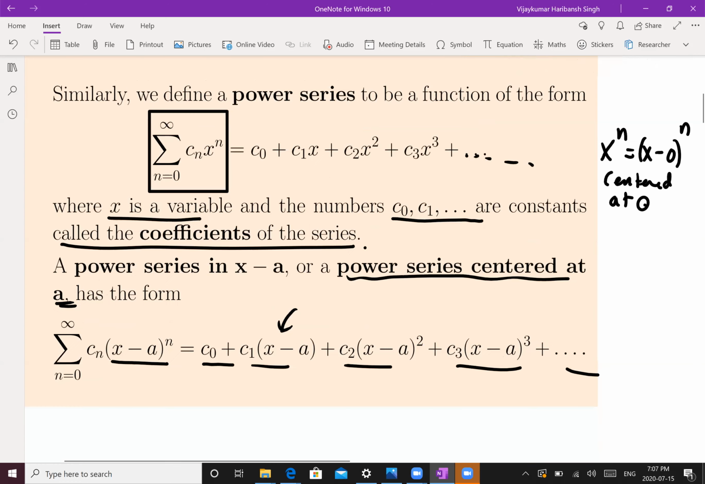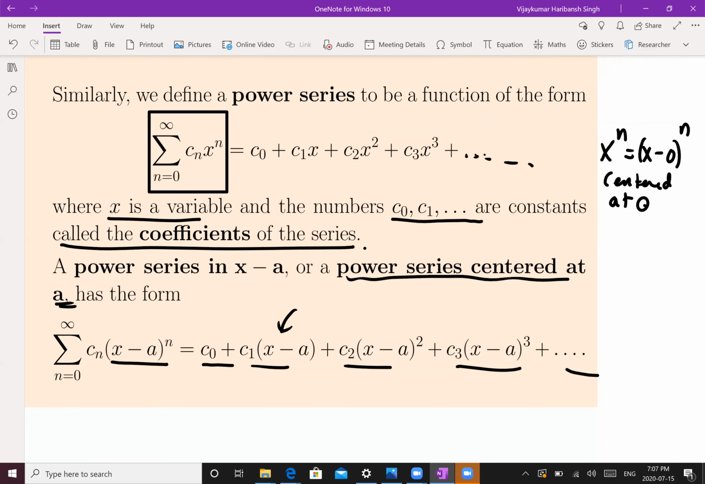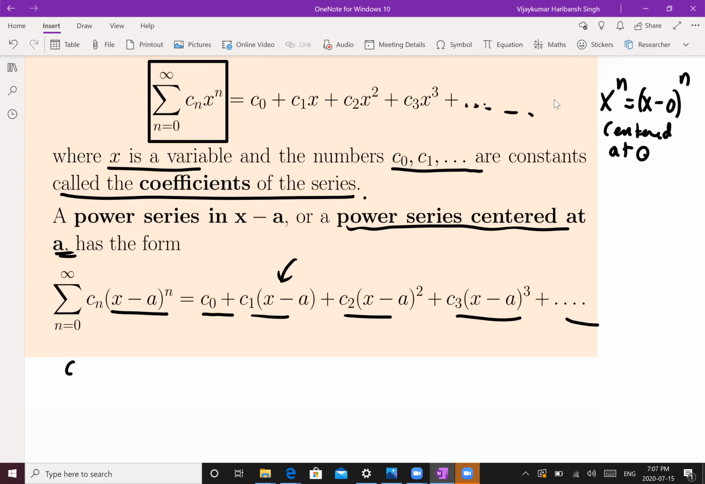Now, let's consider the most basic power series we can have. In this series, if we take Cn to be all 1, we get 1 plus x plus x squared plus x cubed, and you keep on going forever. This is the same as the summation n equals 0 to infinity of x to the power n. And you can connect this with a geometric series.